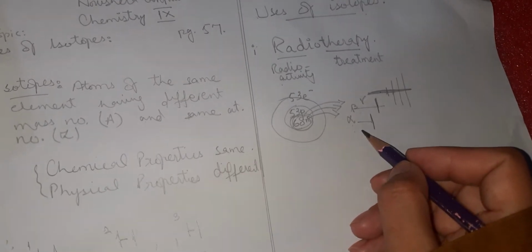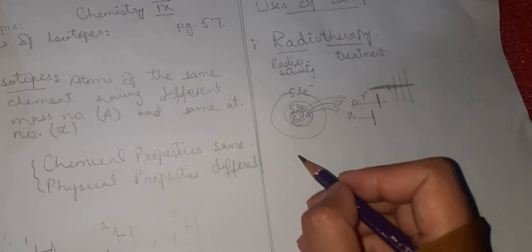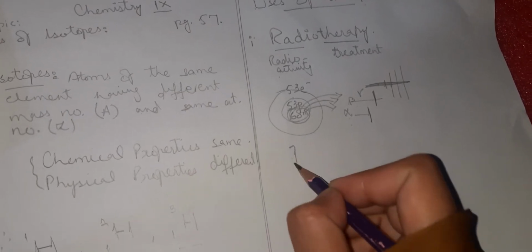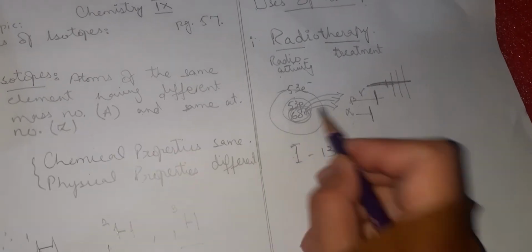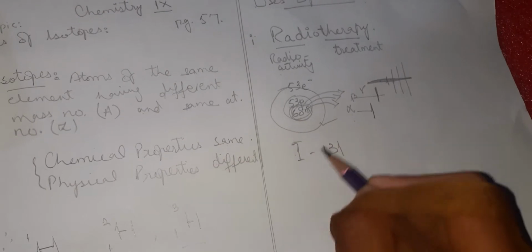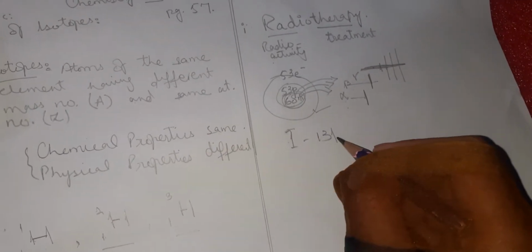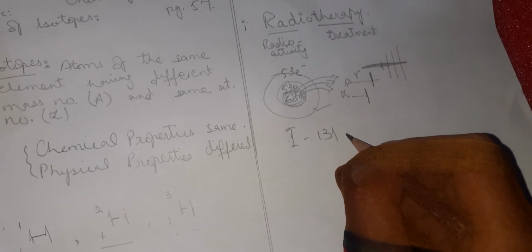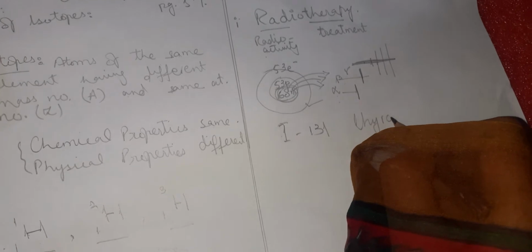So what happens here is that we have an isotope. The isotope is iodine 131. I have made a structure for it. This given structure is for iodine 131. So what happens in this case is that iodine 131 is being used by doctors to treat the thyroid gland.